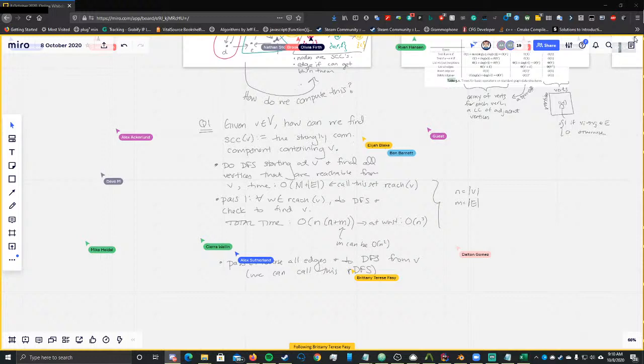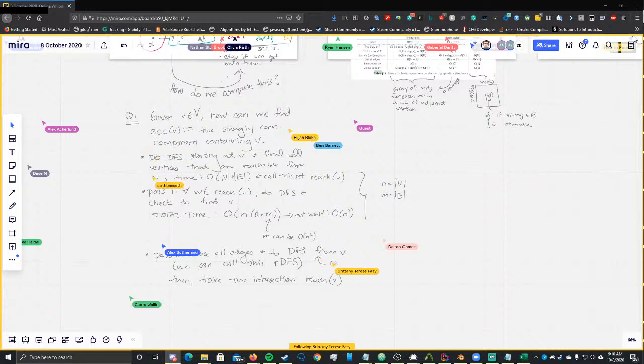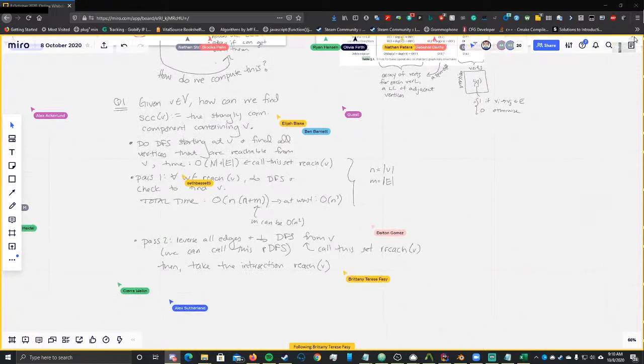Okay, and then take the intersection of reach of V. We'll call this set reverse reach of V. Reach of V, intersect reverse reach of V.